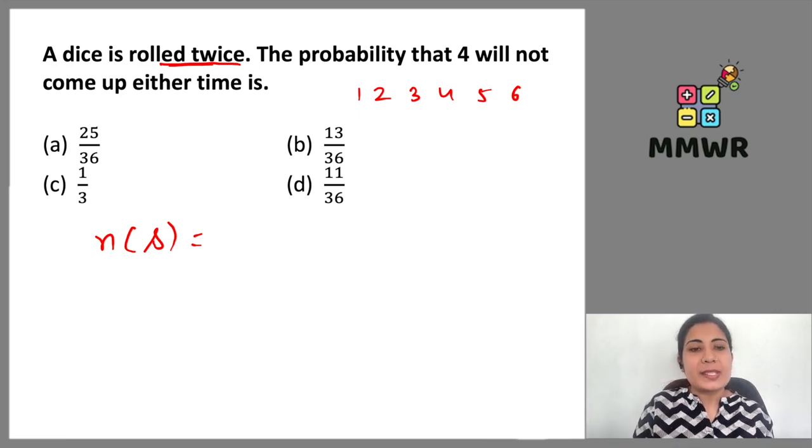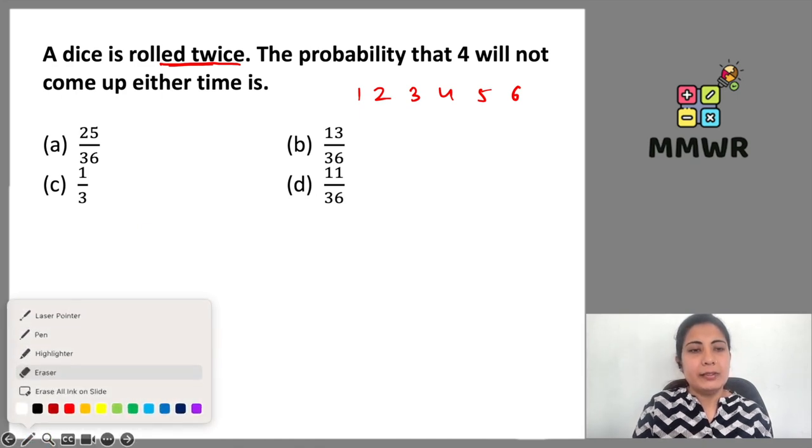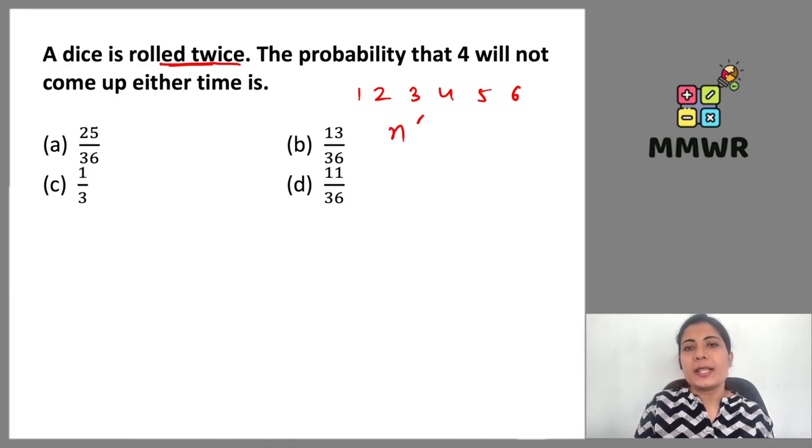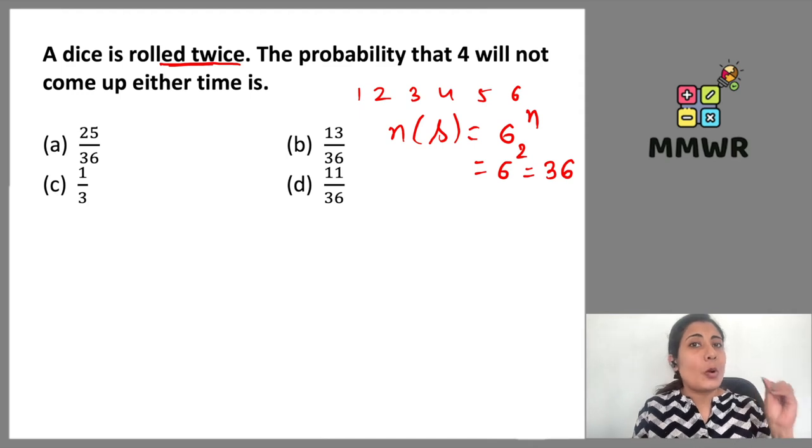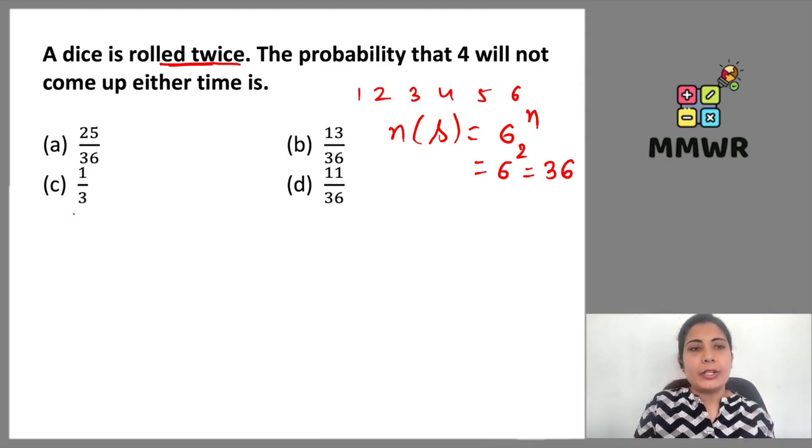So the number of all possible outcomes, just a minute, let me write it here itself so that we'll have sufficient space. The number of all possible outcomes will be 6 to the power n, and as we are using how many dice? 2 dice, so the n value will be 2 here. So 6 squared is 36. That means 36 possible outcomes will be there. And we all are very much aware of those outcomes.